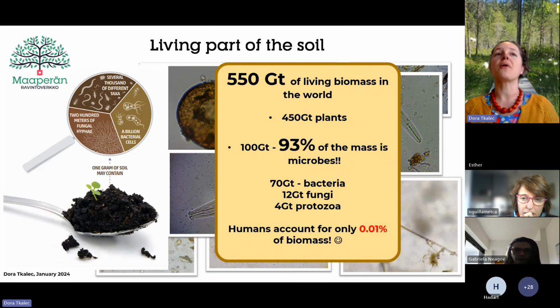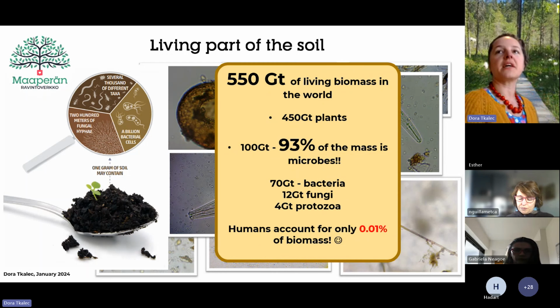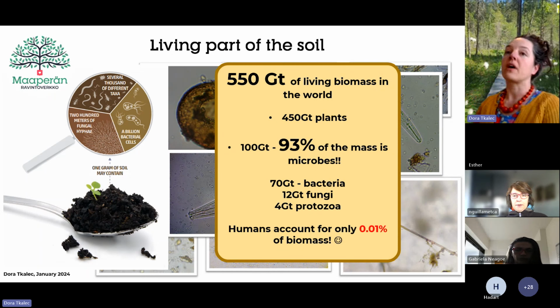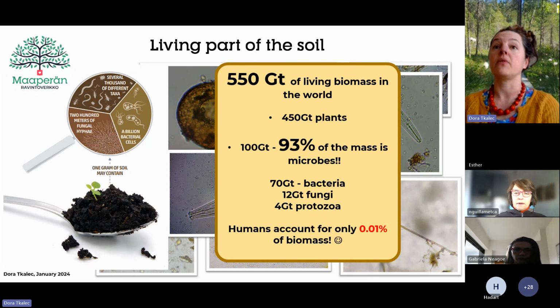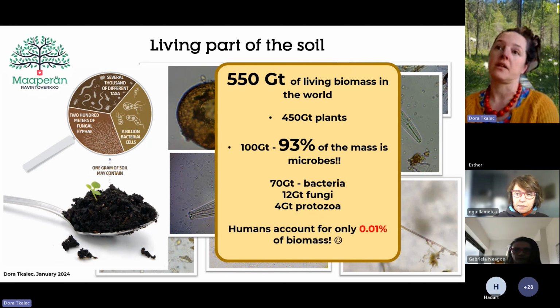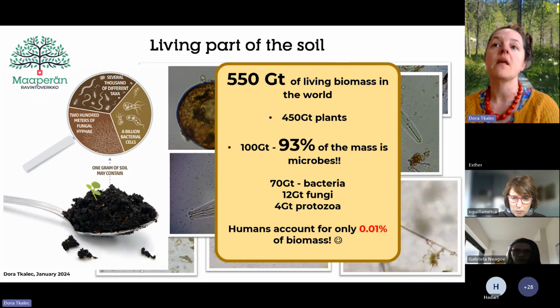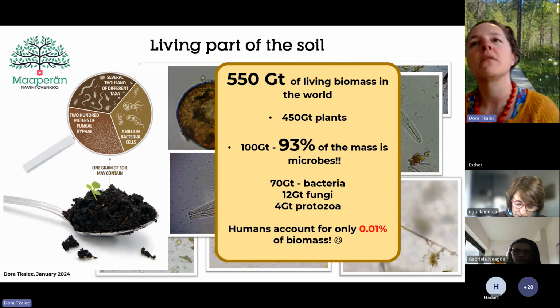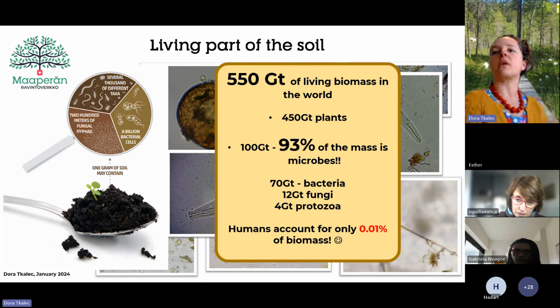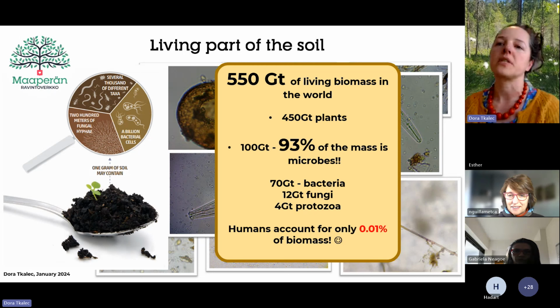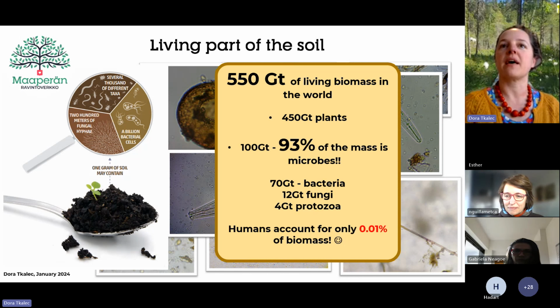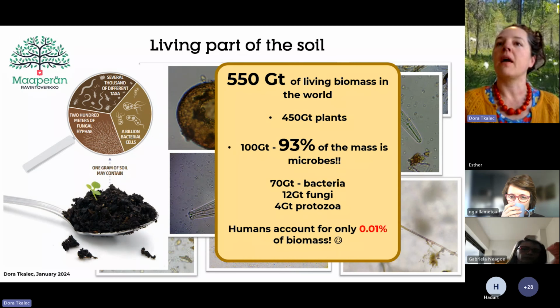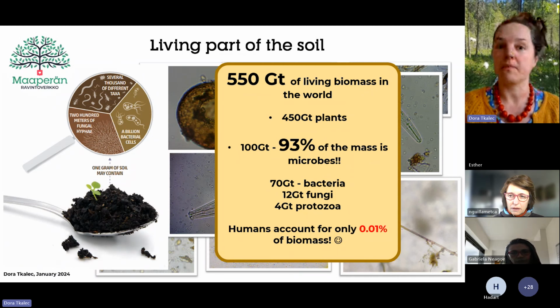It is calculated, I don't know how, but it's a fun fact, that from 550 gigatons of all living biomass in the world, 450 gigatons are plants, but from the remaining 100 gigatons, 93% of the mass are microbes, bacteria, fungi, and protozoa. All the other animals consist of only the rest, about 7%, and humans account for only 0.01% of biomass, which is kind of funny. So definitely soil microbes have a really important role, not just in the soil, but also in every living being. This is where we started from a few billion years ago.